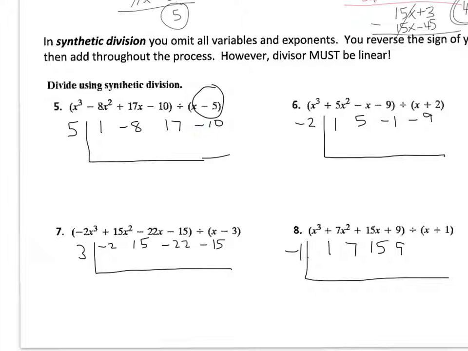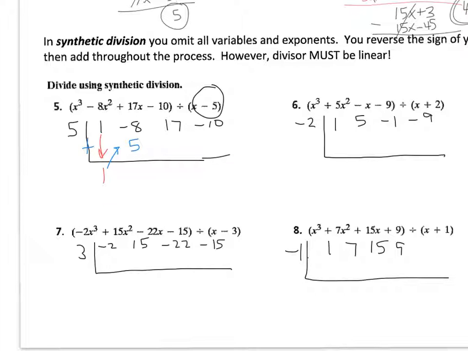Then you line up all of your coefficients across. 1, negative 8, 17, negative 10. And you're going to put a 0 if you skip a degree. I did not have one that skipped a degree, so I didn't have to put a 0 in for a placeholder. This synthetic division only works if the divisor is linear, which means the divisor is just an x term. So, to start out, what you do is you bring down the first coefficient, 1. Then you multiply 5 times 1 and write it up here.